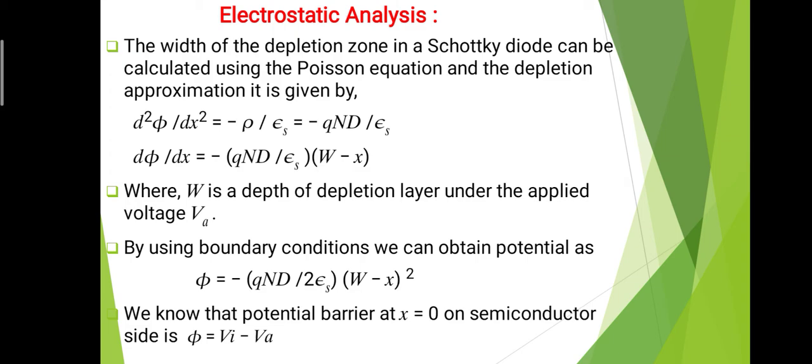We know the integration formula for x raised to n, that is the integral of x raised to n is equal to x raised to n plus 1 divided by n plus 1. According to that we get this term. We know that the potential barrier at x equal to 0 on the semiconductor side is phi equal to Vi minus Va. That means at the metal semiconductor interface, at x equal to 0, on the semiconductor side we have the barrier, phi equal to Vi minus Va, that is the barrier height minus the applied potential Va.